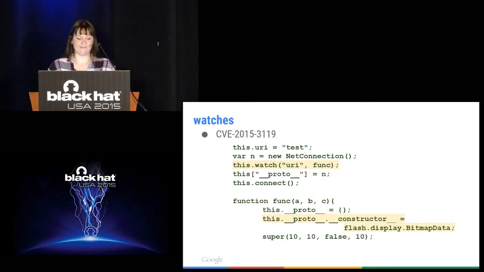And the first thing the connect function does is it makes sure that the thing that's coming in is of the right type, of this net connection type. And then it sets the URI. And the URI, because it has a watch on it, calls into this function, which is once again just a wrapper around the bitmap data constructor, which then basically redefines this object so that it's now a bitmap data object.